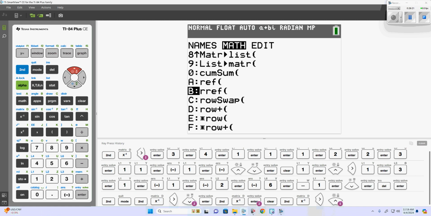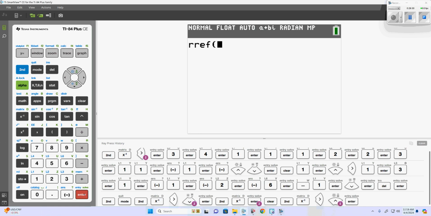So do y'all have that selected? Hit enter. Once you have it selected, hit enter. And it should say RREF and a little cursor next to it. Yes? What we're telling it is we want it to change the matrix into the reduced row echelon form. We have to tell it which matrix to apply it to. Okay? So again, we're going to hit second matrix.